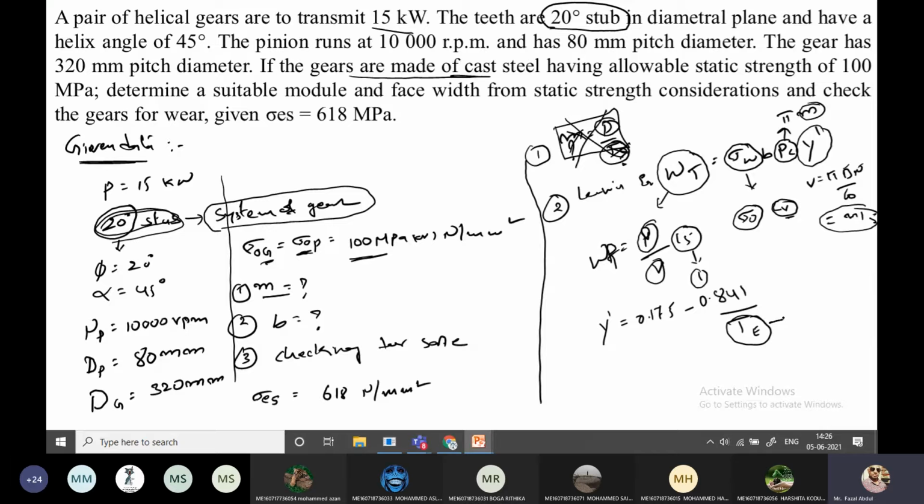Effective number of teeth on the helical gear, that is capital T by cos cube alpha. This was discussed in yesterday's class. What is alpha here again? Alpha is the helix angle that is given in the question, 45 degrees. So the reason I am selecting this equation is that everything is known, only the m value is unknown.